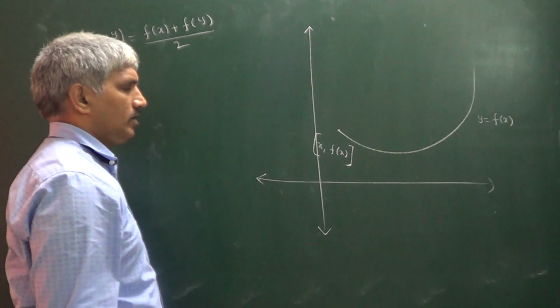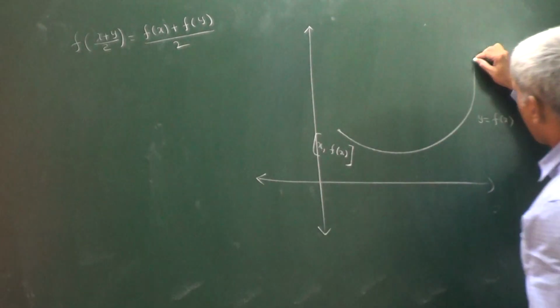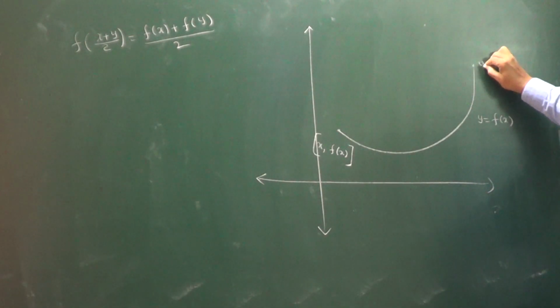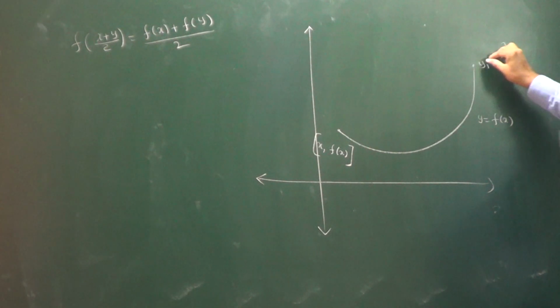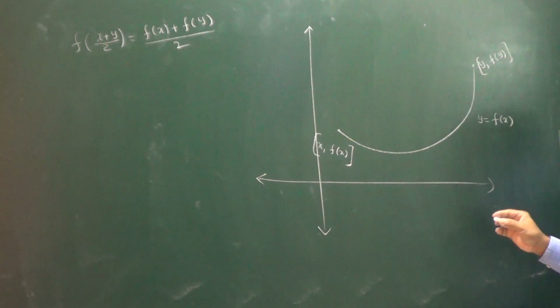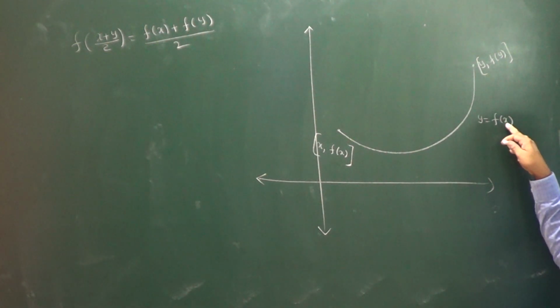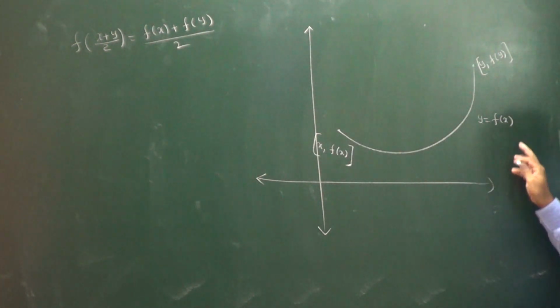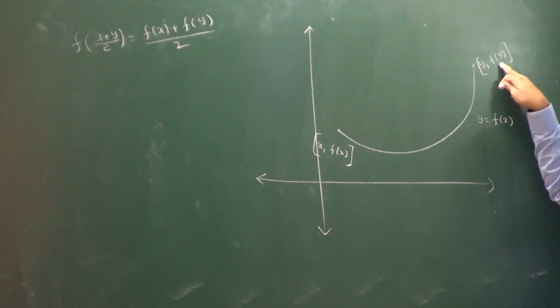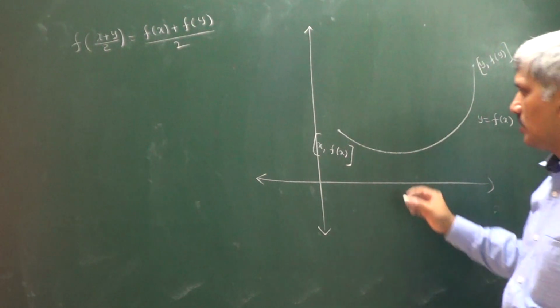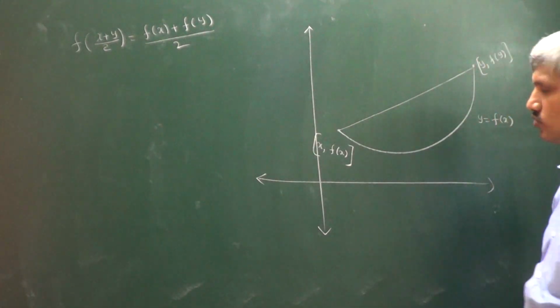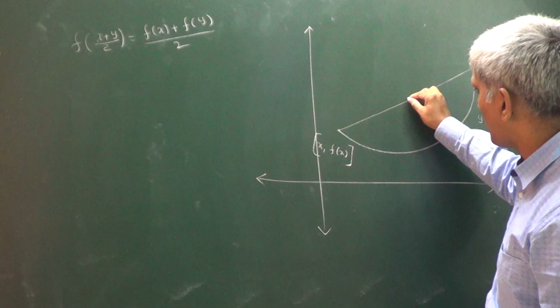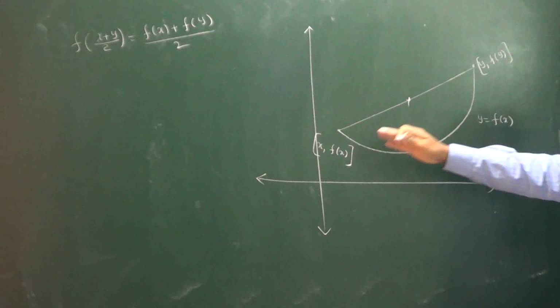Whereas this particular point I am taking as (y, f(y)). Now, here when x is equal to a, y becomes f(x). When x is equal to y, the y coordinate becomes f(y). Now join these two. Can you tell me what is the midpoint of these two?